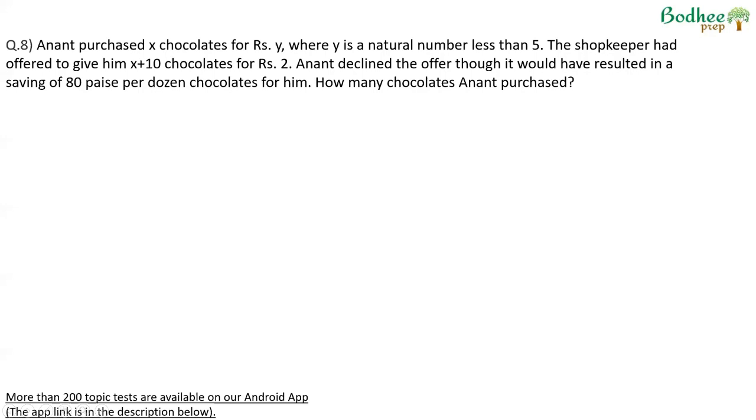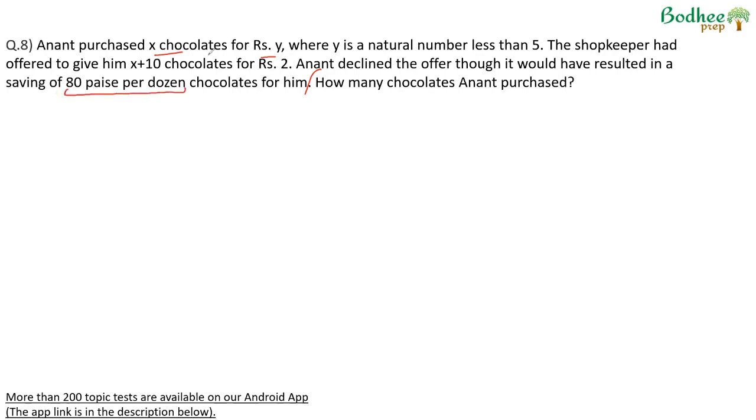Anand purchased x chocolates for rupees y. y is a natural number less than 5. The shopkeeper had offered to give him x plus 10 chocolates for rupees 2. Anand declined the offer, though it would have resulted in a saving of 80 paisa per dozen chocolates for him. How many chocolates did Anand purchase?